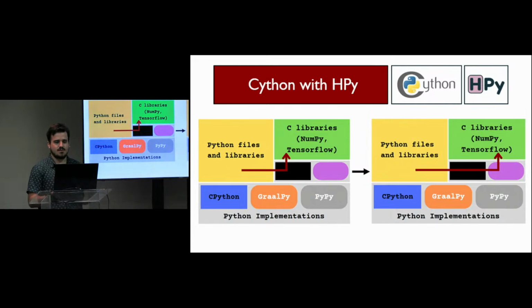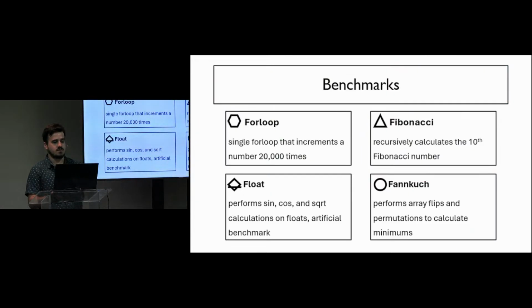To test our HPy backend, we created 4 benchmarks. The first we created is a for loop benchmark: essentially a equals 0, then for i in range 20,000, a plus equals 1. Just a simple for loop. This is the first simple test of whether this can actually work. Then we created a Fibonacci benchmark, which recursively calculates the 10th Fibonacci number. We did this to test how efficient function calls were.